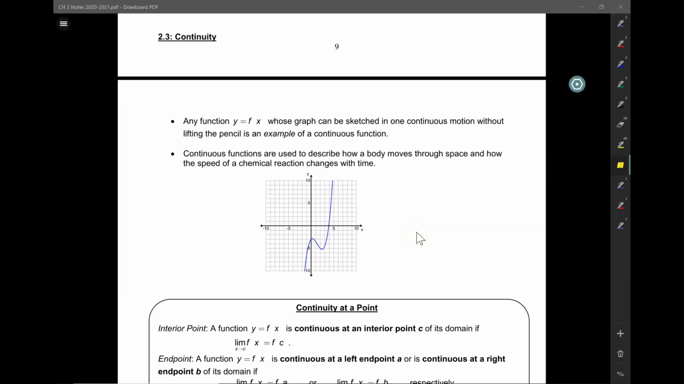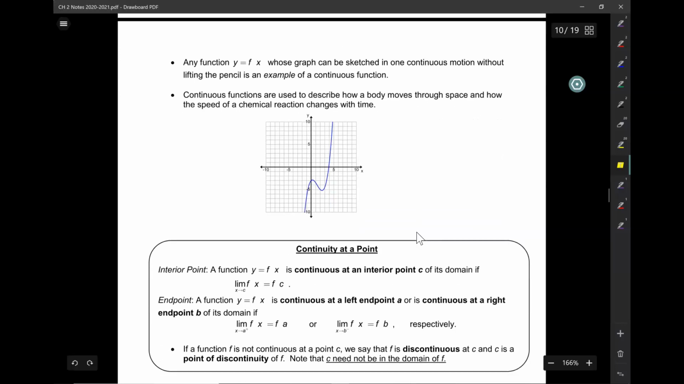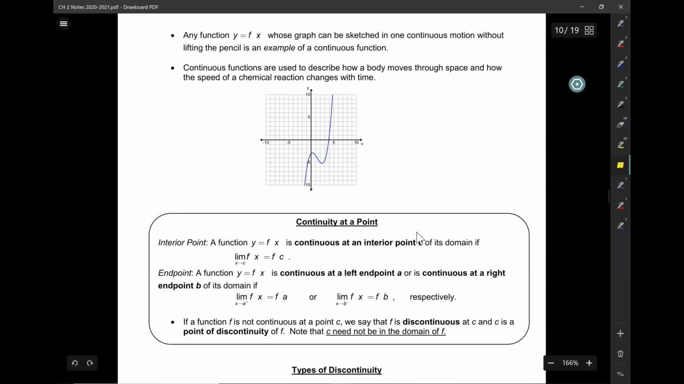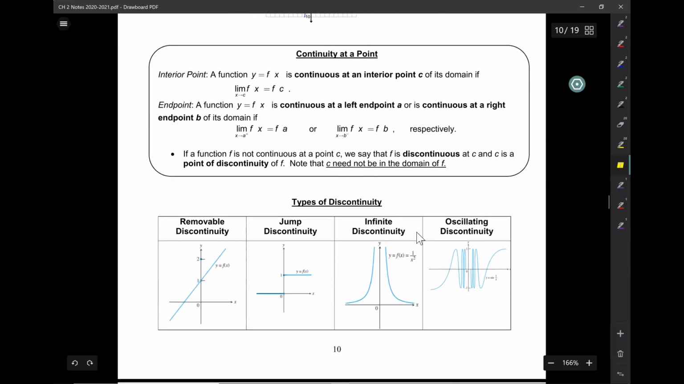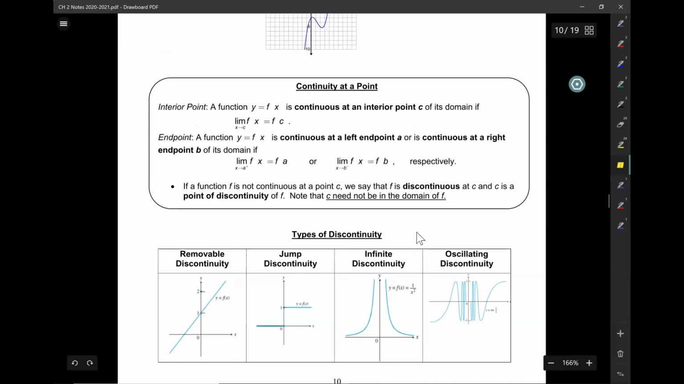Okay, so in this section, we're talking about continuity. And remember, a function is continuous if it can be sketched in one continuous motion without having to take your pencil off the paper. So here is an example of a continuous function. And we're going to actually talk more specifically about continuity at a certain point.